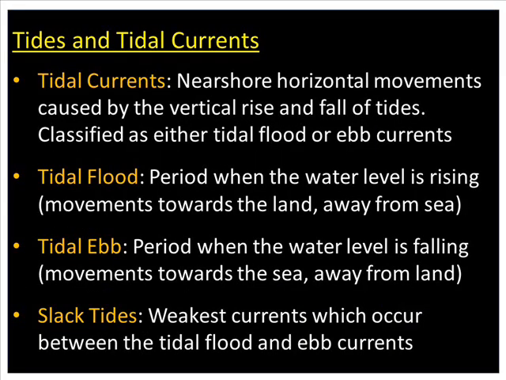Tidal currents are near-shore horizontal movements, and that's triggered by the vertical rise and fall of the ocean tides. And that can be either in the form of a tidal flood or a tidal ebb. Tidal floods are periods when the water level is rising. That means it's moving towards the land, away from the sea. On the flip side, tidal ebbs are periods when the ocean water is falling. That means it's moving towards the sea, away from the land. Slack tides are very weak currents which occur between the tidal flood and ebb currents.